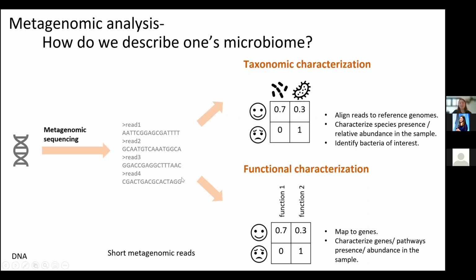Again, there are two common approaches. One is to characterize the taxonomic composition of the sample, which means you take these short sequences and align them to a reference genome of known bacterial species. Then you can say for each sample what the composition of different species is, their relative abundance, presence, absence. You compare the taxonomic characterization of the healthy individuals and the sick individuals, and maybe you'll find some bacterial species that are associated with the disease.